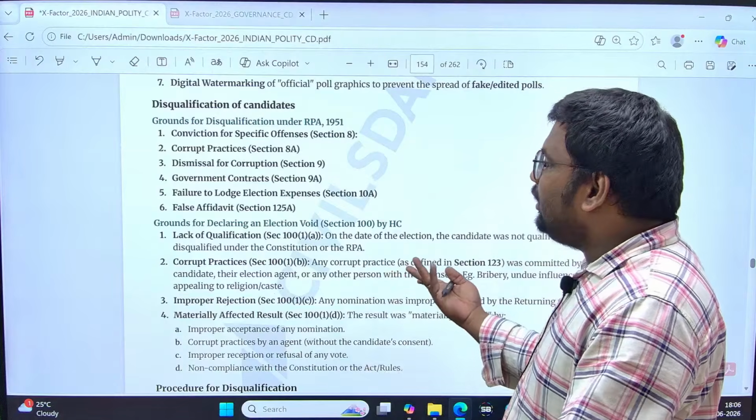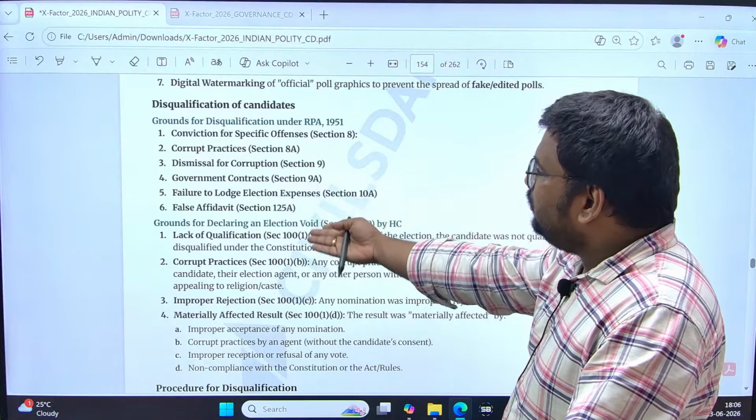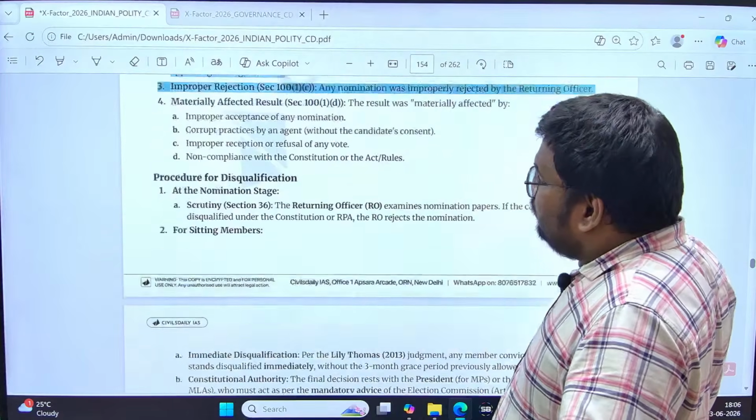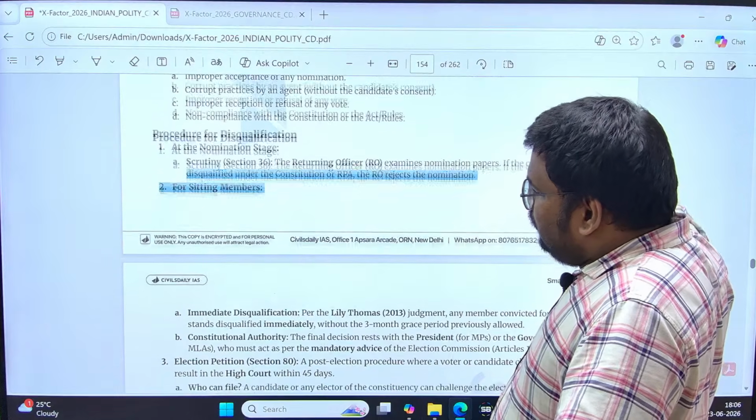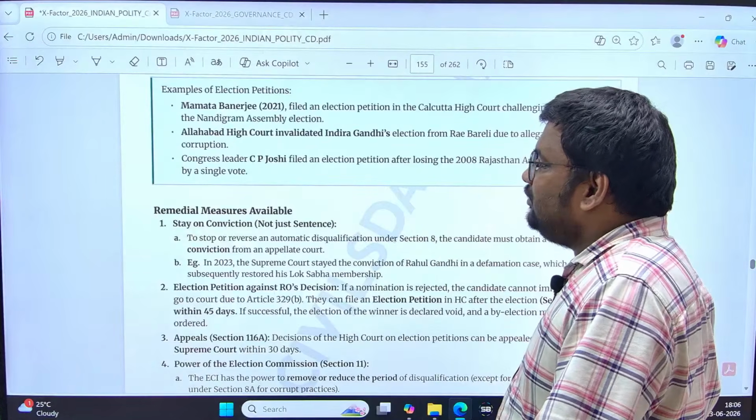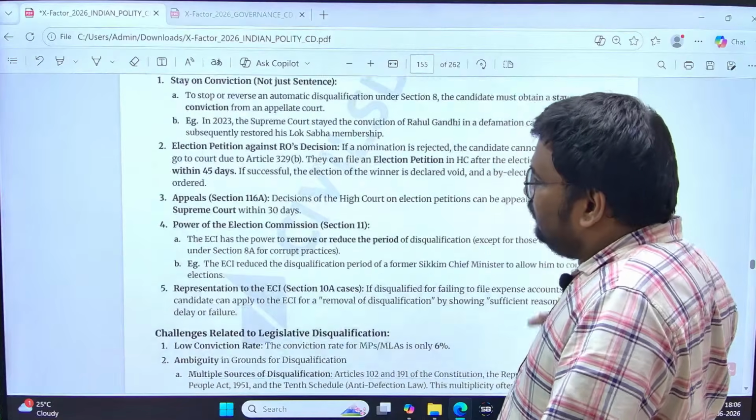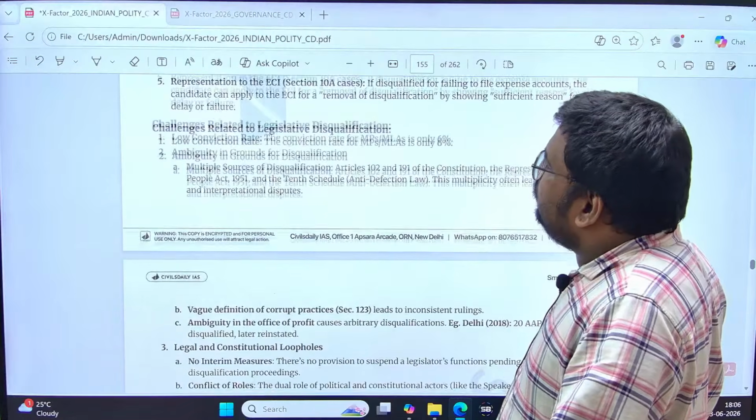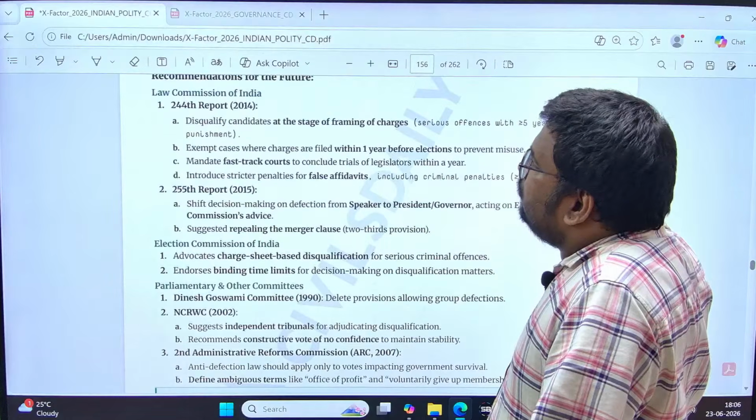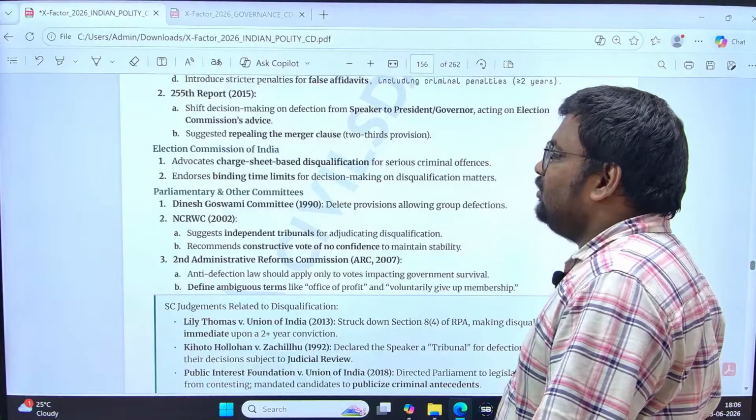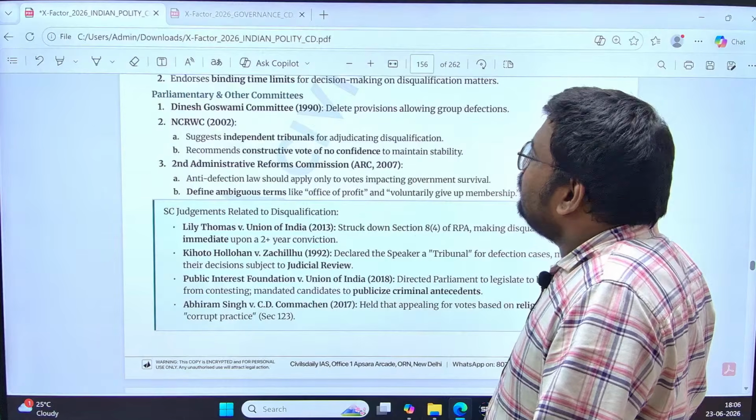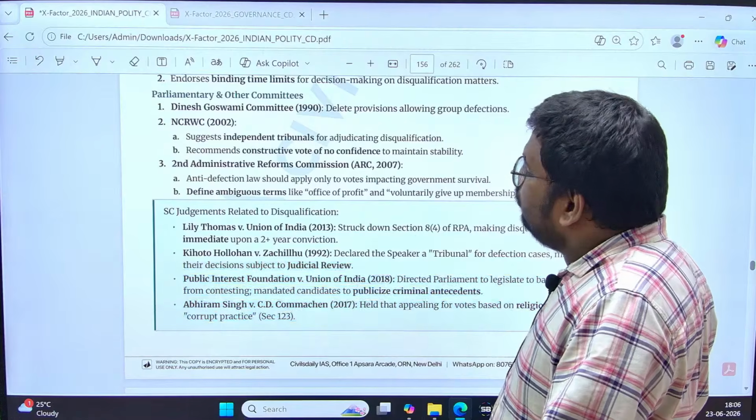इस पे आपका 4 बार क्वेश्चन आ गया है. तो grounds for disqualification, grounds for declaring election void, procedure, ठीक है, detailed procedure. Then the recent examples or the major examples, remedial measures available, challenges related to legislative disqualification, and way forward. Law Commission recommendation, Election Commission own recommendation, Parliamentary Committee recommendations, second ARC recommendation, Supreme Court judgments.